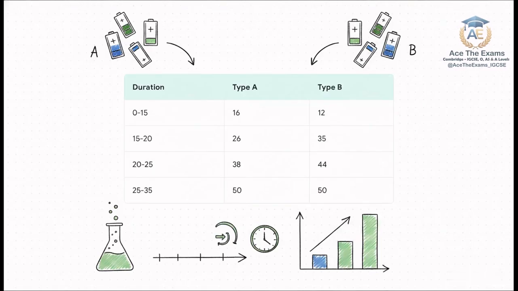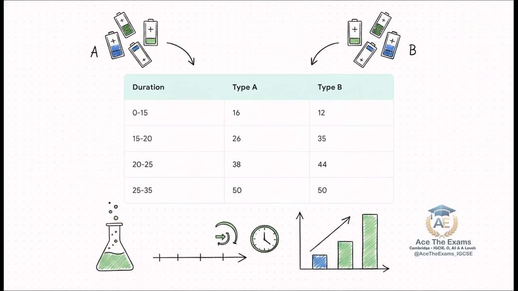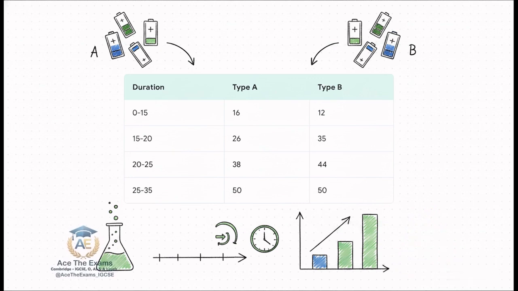Let's bring this into the real world with a test of 50 Type A batteries versus 50 Type B batteries. We're tracking their cumulative durations up to 35 hours. Notice the notation here, right? Time is continuous. It doesn't just stop. In this data, we've already done the accumulating. By the 15-hour mark, 16 of the Type A batteries have died, compared to only 12 of the Type B batteries. By 25 hours, 38 Type A batteries are dead, while a massive 44 of the Type B batteries have failed. We're dealing with a total sample size of 50 for both types, which gives us a truly perfect basis for comparison.